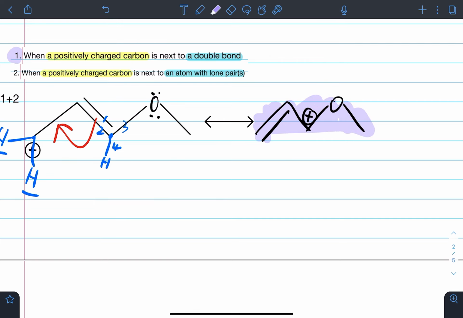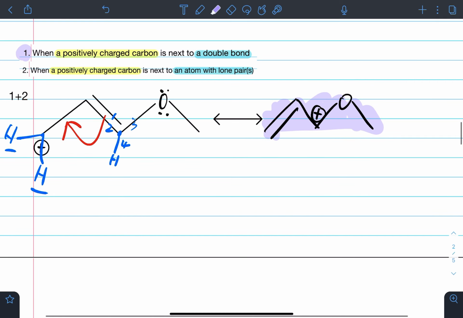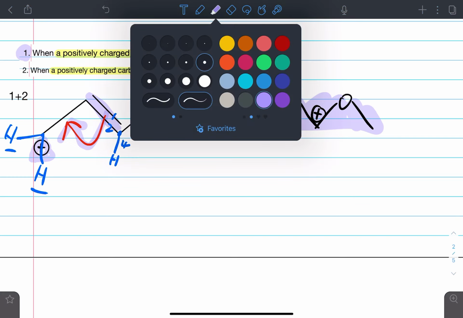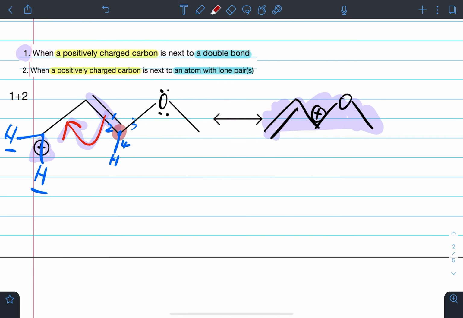This is this, okay? When we had a positive charged carbon here next to a pi bond, a double bond, we move that double bond here to this position, which changed the charge of this carbon and this carbon, right? This carbon goes from neutral to positive, whereas this carbon here goes from positive to neutral, okay? Perfect.